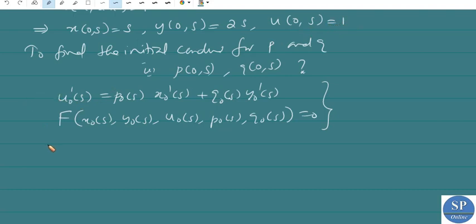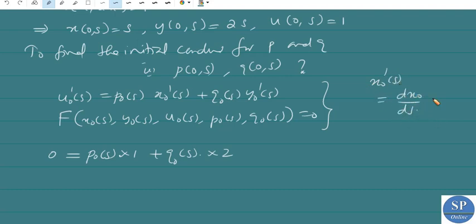So this equation can be written as 0 equal to p naught of s, where p naught of s means p of 0, s, into x naught dash. x naught is s, so x naught dash is nothing but 1. Plus q naught of s into y naught dash. y naught is 2s, so y naught dash with respect to s is nothing but 2. Clear? Here x naught dash at s is equal to dx naught divided by ds.